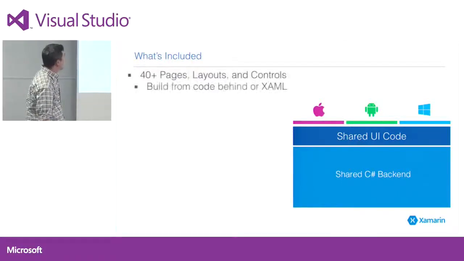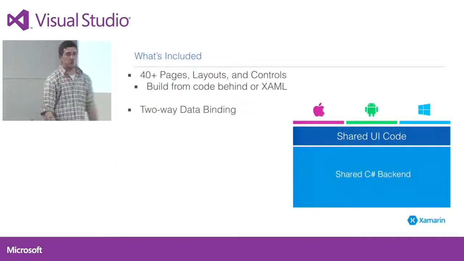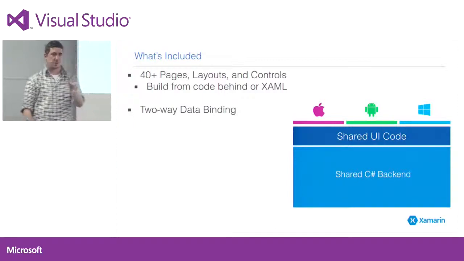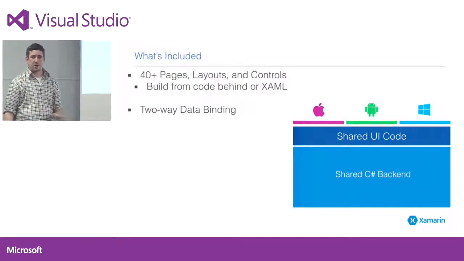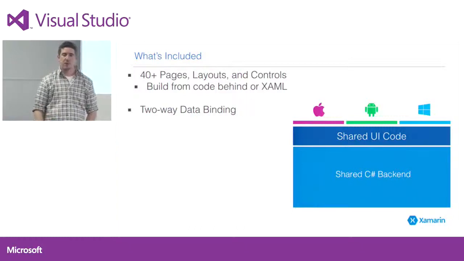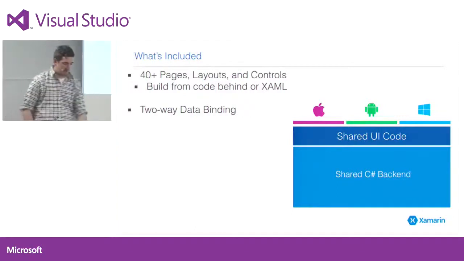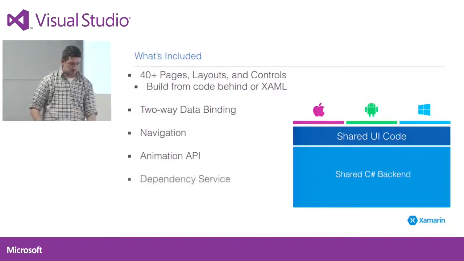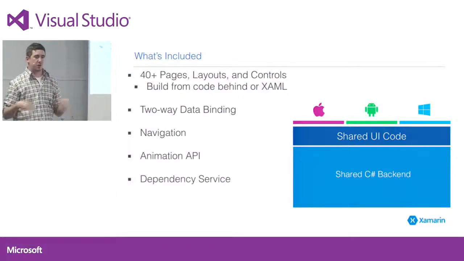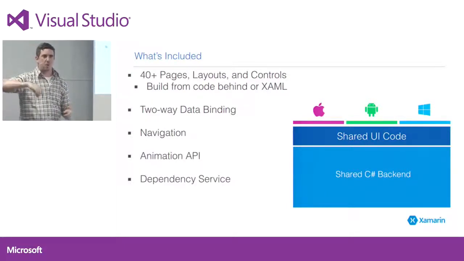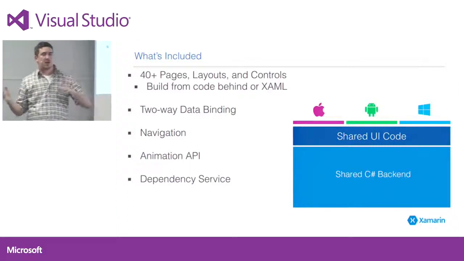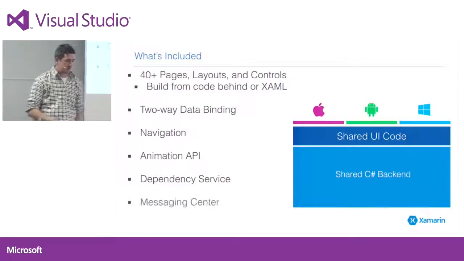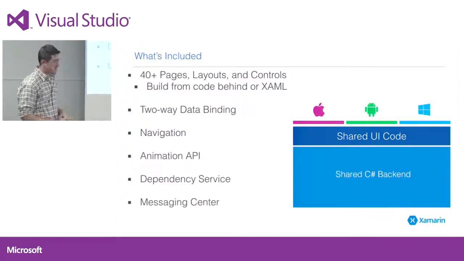So what's included? You're able to use C# code to generate your UI. And you also get data binding. Someone mentioned earlier about data binding and how that works with the Xamarin story. Xamarin Forms has it built in. You also have navigation, animation APIs, and these are all the native APIs. So if you wanted to drop a ball on iOS, it would translate down to a UIDynamicAnimator. You have dependency services and a messaging center.